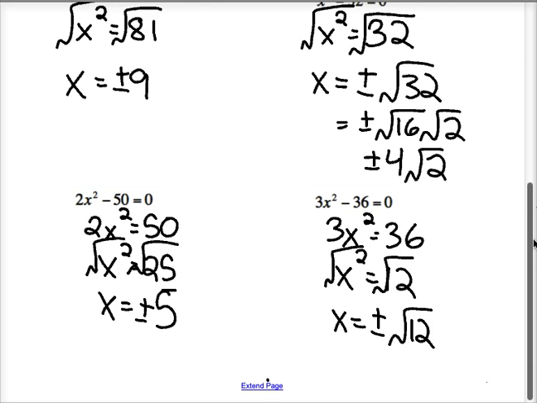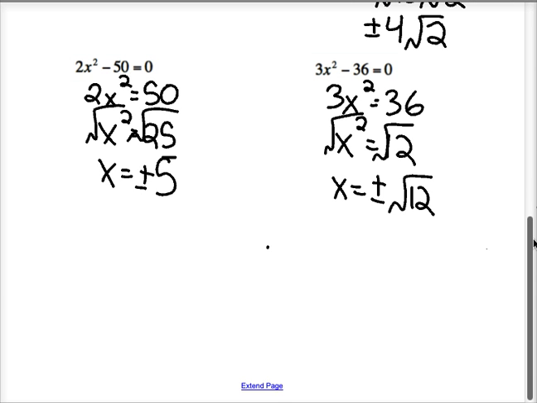Well, 12 is not a perfect square. However, I can pull out a perfect square. So if you look at your list of perfect squares, hopefully you can see that it splits up into 4 times 3. And again, I'm pulling out the 4 because it's a perfect square, and the square root of 4 is simply 2. So my final answer is going to be plus or minus 2 square roots of 3. So a pretty basic setup, but you just have to remember how to simplify those radical expressions.